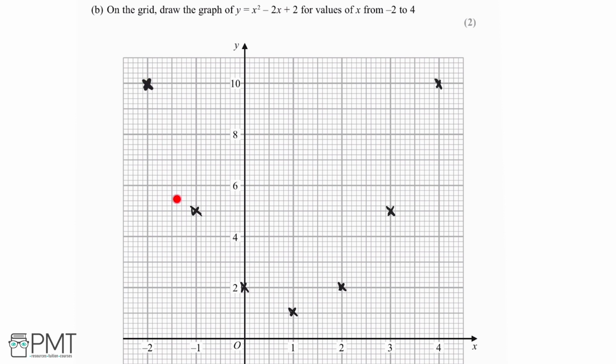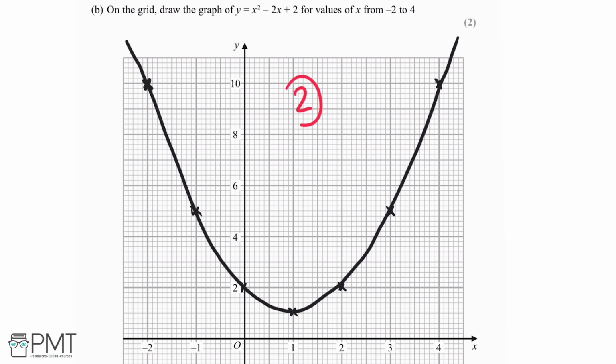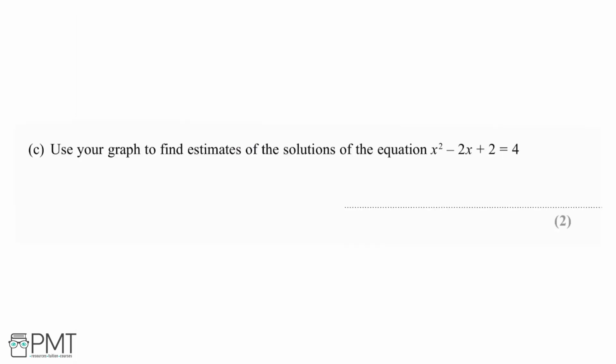So you see we've got a basis of a nice quadratic shape here. And lastly, we've got to try our best to join it up. And if we do that, we get 2 marks. And the final part says use your graph to find estimates to the solutions of the equation x squared minus 2x plus 2 equals 4.